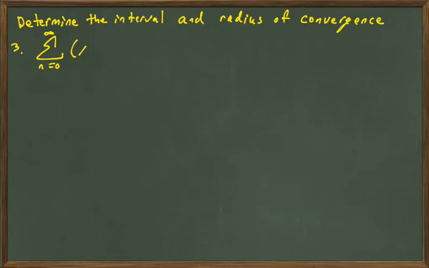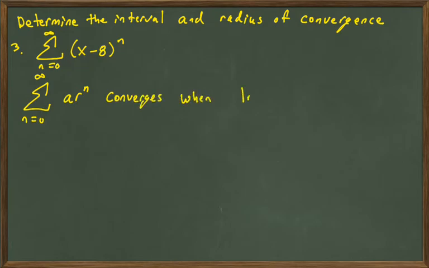So let's not get too far ahead here. We're going to determine the interval and radius of convergence of the sum n equals 0 to infinity of x minus 8 raised to the nth power. This is a geometric series, the sum n equals 0 to infinity of a r to the n. This is going to converge provided that the absolute value of the common ratio r is less than 1. It diverges when the common ratio in absolute value is greater than or equal to 1.